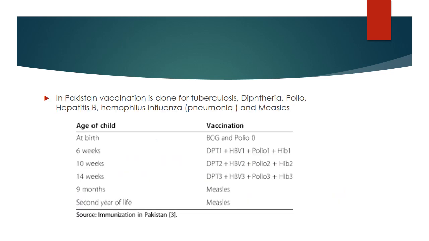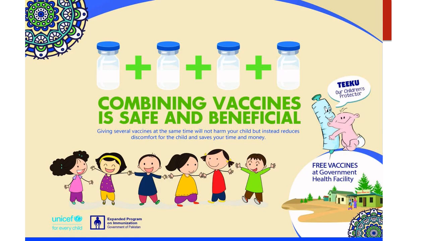In Pakistan, vaccination is done for tuberculosis, diphtheria, polio, hepatitis B, Haemophilus influenzae, pneumonia, and measles. The diagram shows the EPI vaccination schedule. This is simply UNICEF representing the expanded program on immunization in Pakistan.